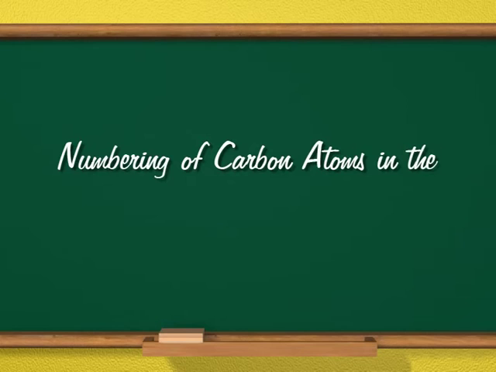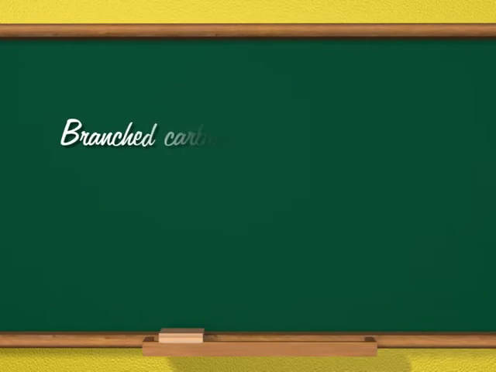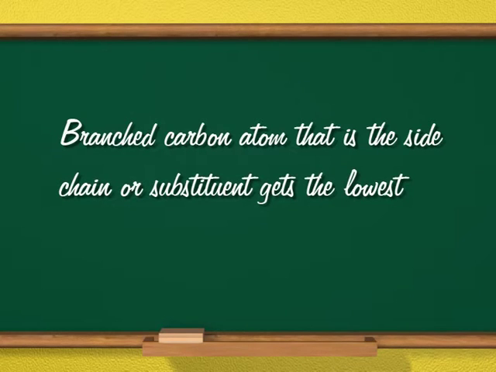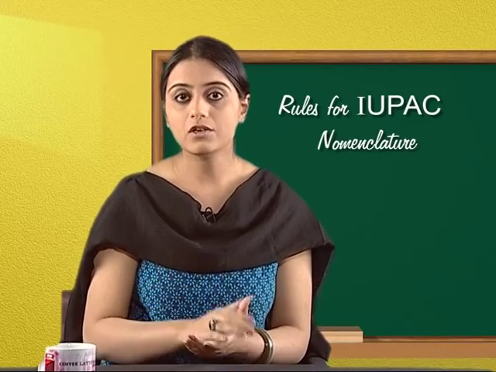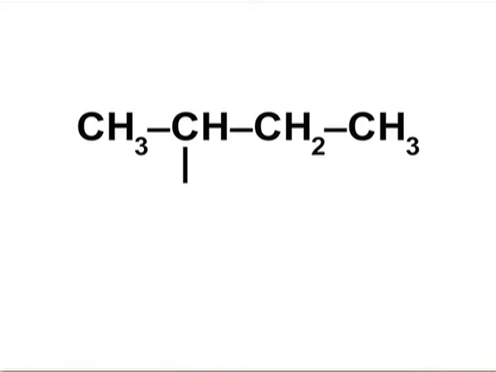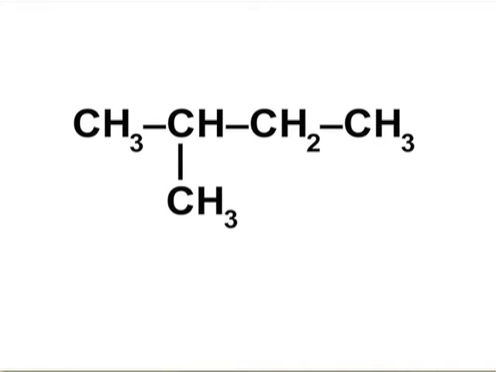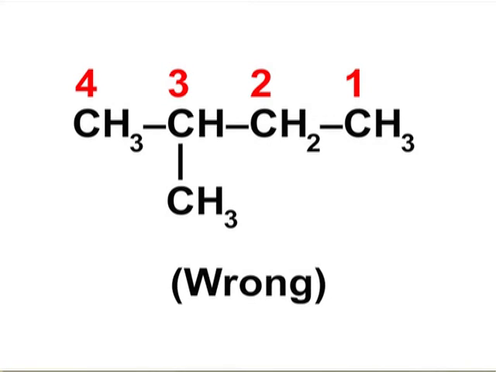Numbering of carbon atoms in the longest chain. Numbering is done in such a way that the branch carbon atom, that is the side chain or substituent, gets the lowest possible number. For example, let's have a look at the shown compound. Let's identify the longest carbon chain present in it. It is the correct way to identify the longest chain. Let's start numbering in a different way. It is the wrong way.